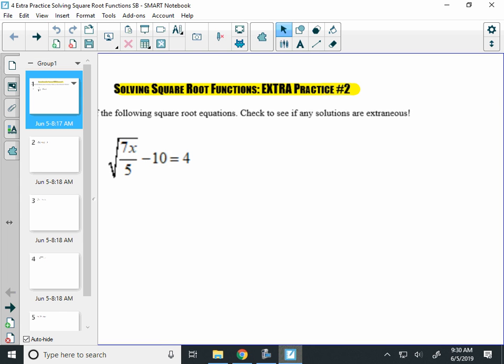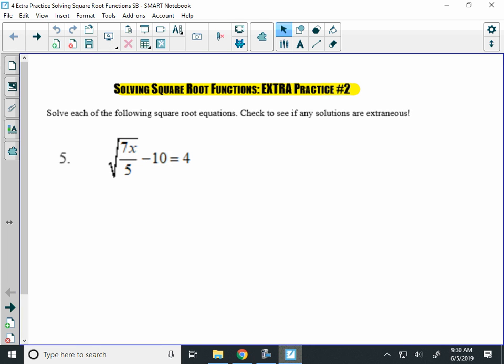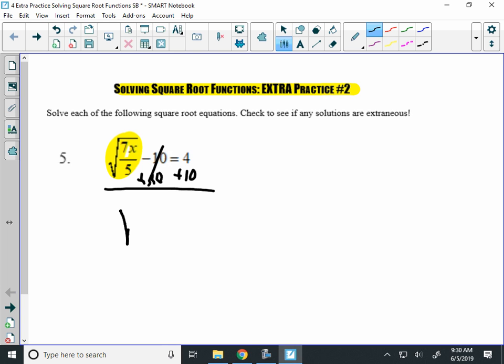Alright, in this video for practice number 2, I'm going to do 5 problems from the practice. We're going to check all of our answers because we're allowed to use our calculator. In the first one, I want to make sure that I isolate the square root, which means in this problem I have to add 10 to both sides first. Once I add 10, I'm going to have the square root of 7x over 5 equals 14.